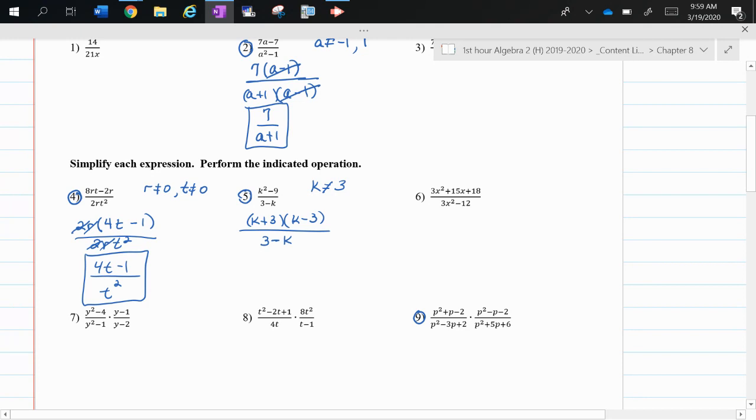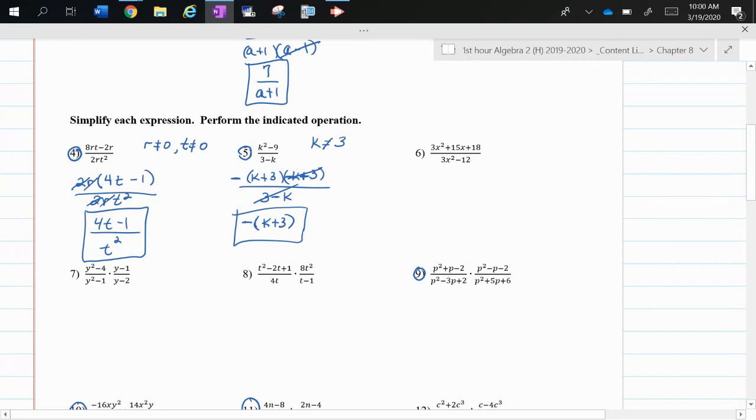And then I also notice I have in the numerator a k minus 3. In the denominator, I have a 3 minus k. So we remember that the way we can fix that so that we can reduce is to factor out a negative from the numerator. Instead of a k minus 3, it becomes a negative times 3 minus k, so that I have 3 minus k in my numerator and 3 minus k in my denominator, so that I can simplify. So I'm left with negative and then k plus 3, all in parentheses. If I want to distribute, I can do that, but it's absolutely not necessary.